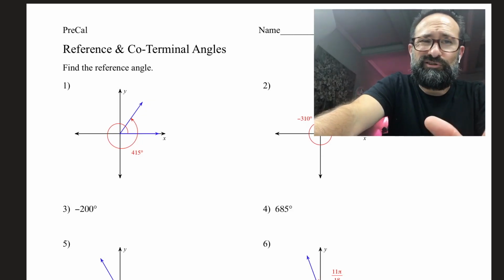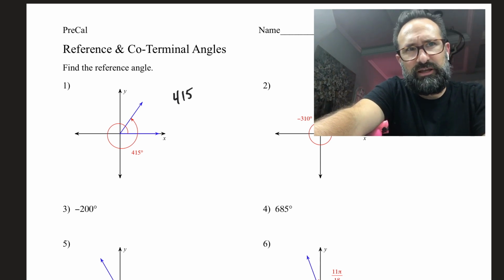Welcome to another little tutorial. This is going to be about reference angles and coterminal angles. I'm going to work these out for you, as you can see here. But I want you to pay attention to how I'm subtracting.